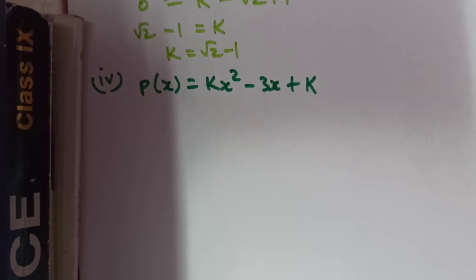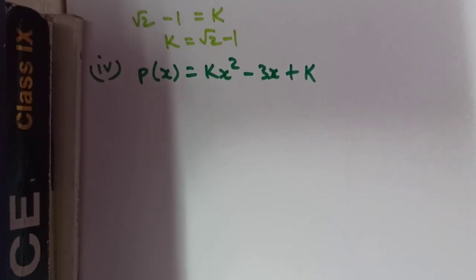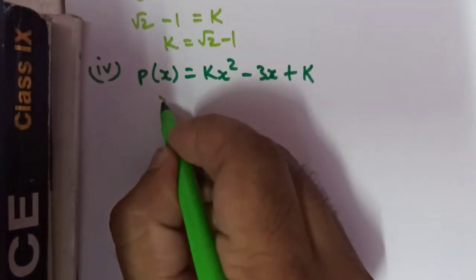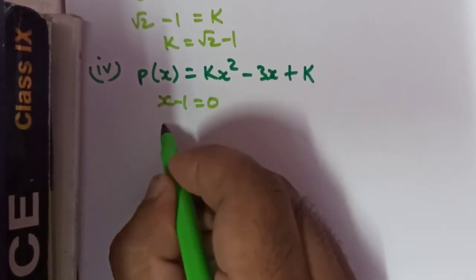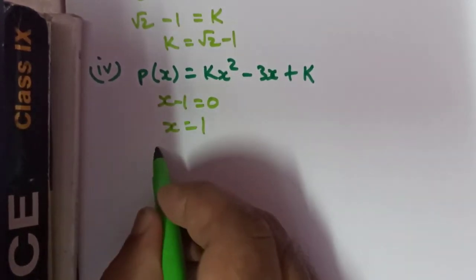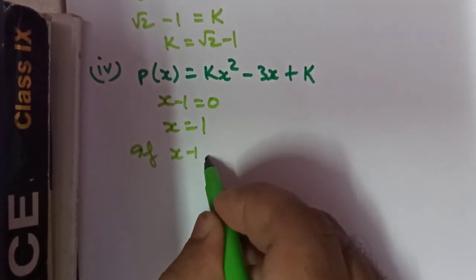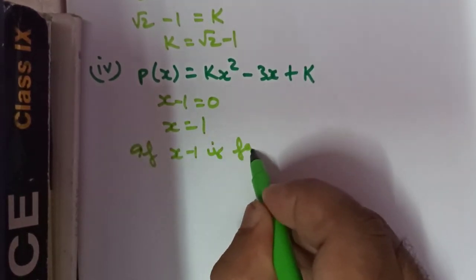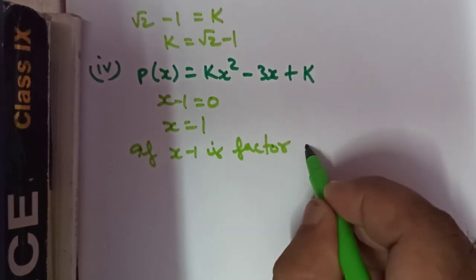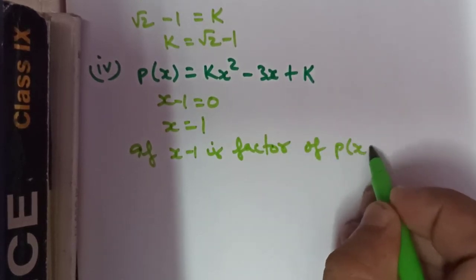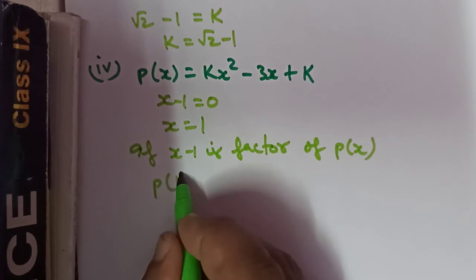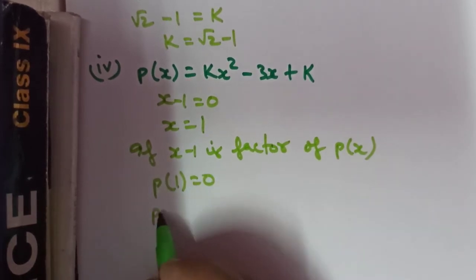Okay, here p(x) is given as kx² − 3x + k. So we will write x − 1 = 0, x will be equal to 1, and again we'll write the same statement: if x − 1 is a factor of p(x), then p(1) will be equal to 0. So what will be p(1)?